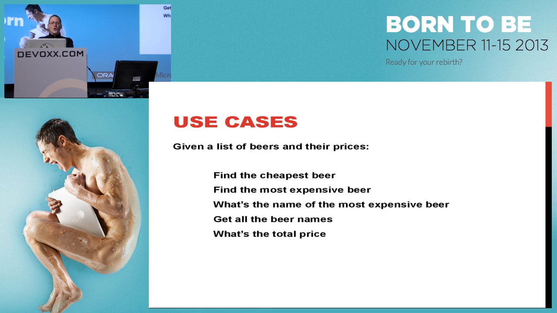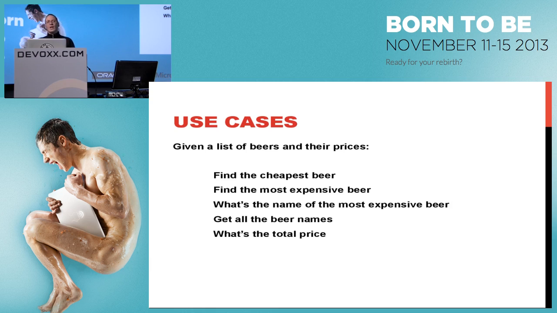perhaps we would like to know what was the cheapest beer that we consumed, what is the most expensive, what is the name of the most expensive, let me get the name of all the beers, and finally get me the total of what we paid if we were really, really happy and we didn't remember. So they presented each one of these scenarios with each one of those frameworks, and I asked them permission to do the same thing with Groovy, and I came up with several solutions for each one of those scenarios.